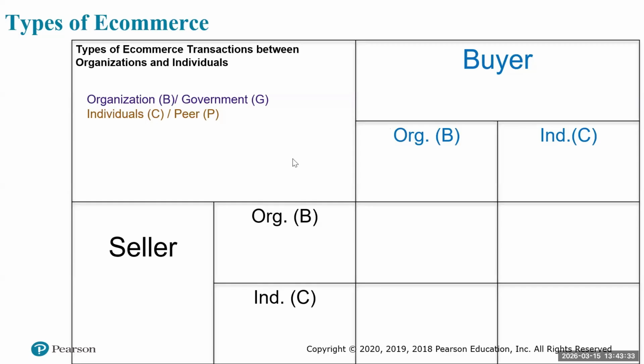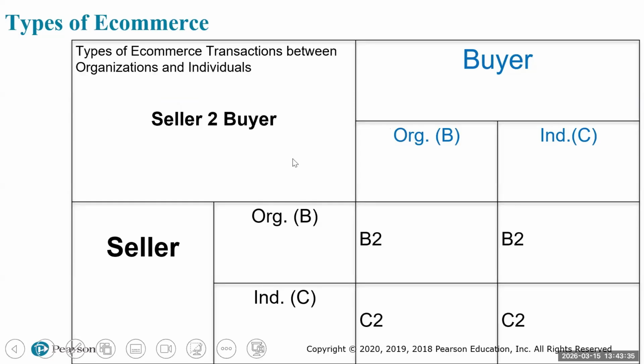Now let's see how we put them in context. As you understand, in matrix algebra, we put the row first, and then we go for the column. So here, row-wise, we have to identify what the seller is like. In the organizational category, we have the seller as B, because B stands for organization. So here we write B2. And for the seller who is an individual type, we write C2.